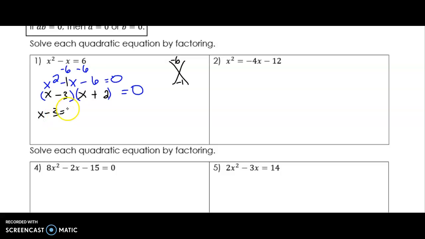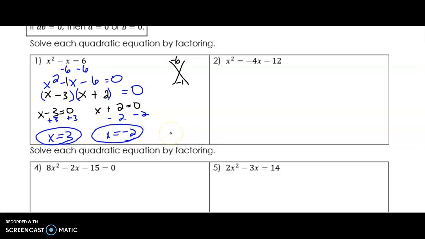So then we can set the factors each equal to 0 like we did yesterday. And add the 3. And over here we can subtract the 2. So those would be your two solutions.